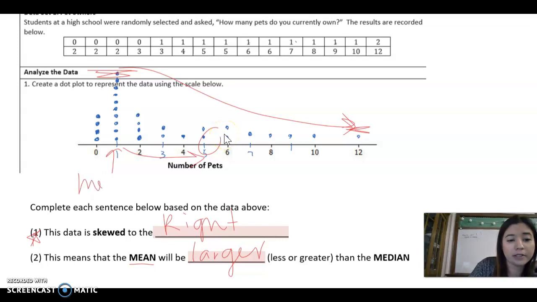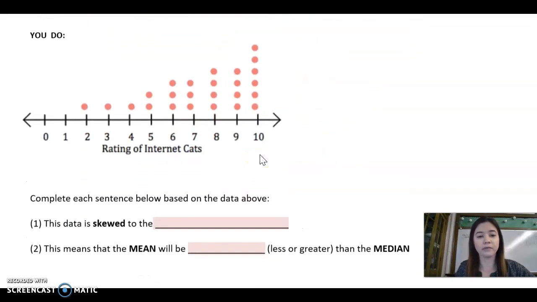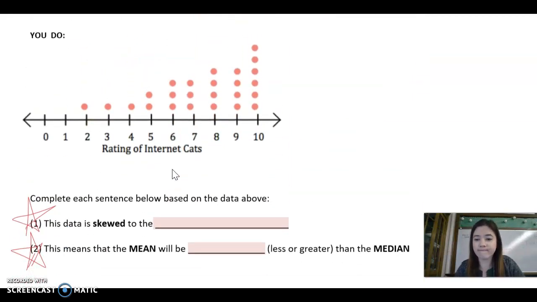Again, my median is going to be where the bulk of my data is, the middle. My mean is going to get pulled because it's weak. And it's going to get pulled the direction that it's skewed. So it's right skewed, so it's going to get pulled to the right where my larger numbers are. All right, go ahead and try this one. Tell me what direction is it skewed, and then is my mean less than or greater than the median? Go ahead, pause me, try it, look back at your notes, look at the example above, and then come back after you give it a shot.